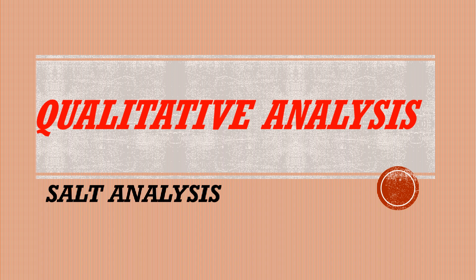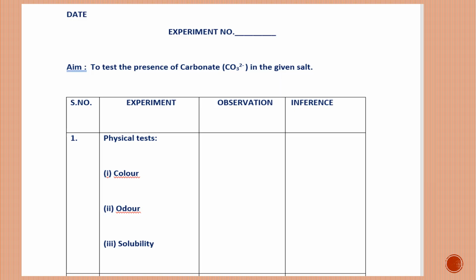So we are starting with the first anion under the dilute sulfuric acid group, that is carbonate. This will be the first experiment that is to be written in the chemistry file to start with salt analysis. Experiment number 1. In this experiment, we are going to test the presence of carbonate in the given salt.